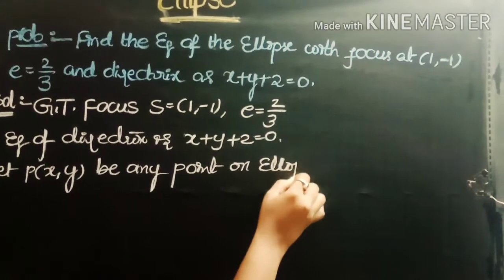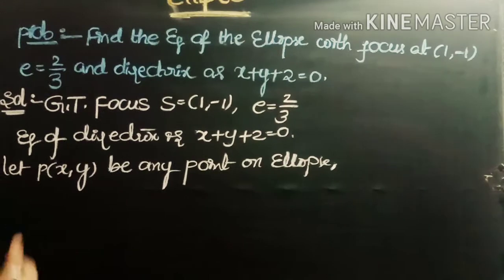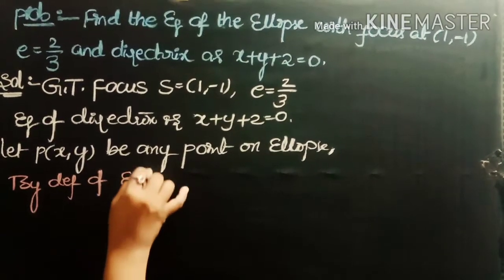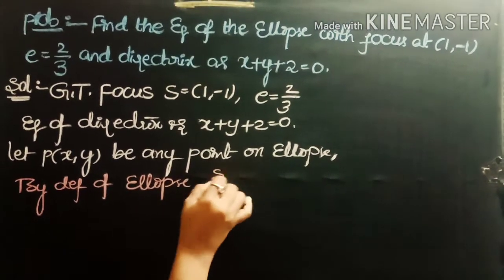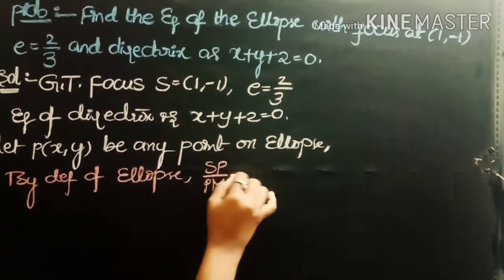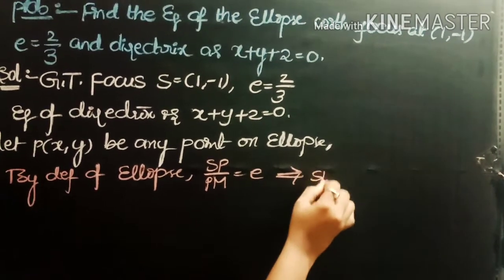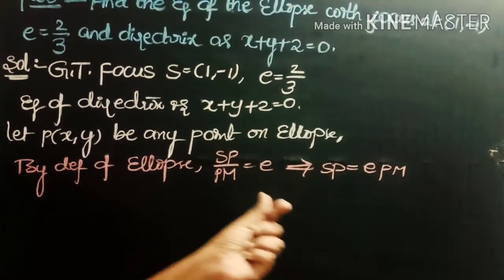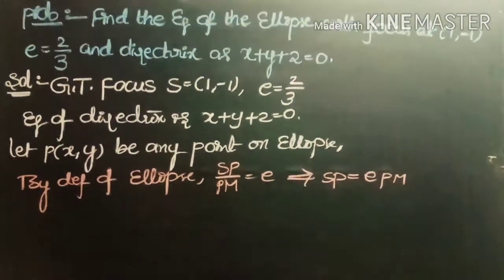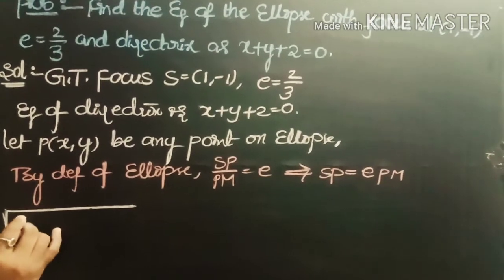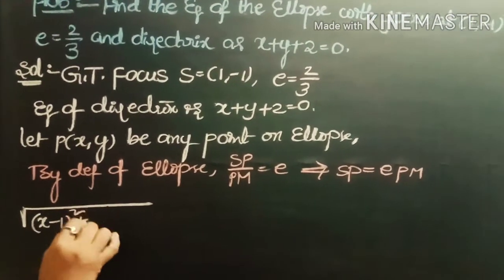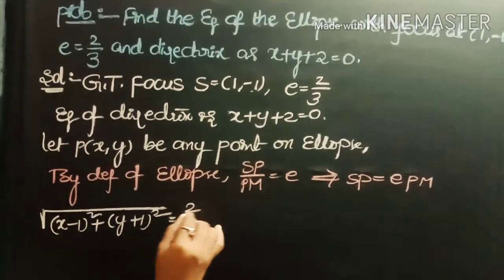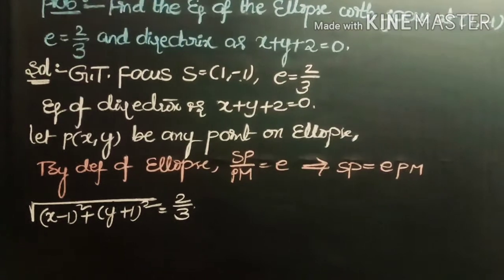Now we apply the definition. By the definition of the ellipse we have SP by PM is equal to e, which implies SP is equal to e times PM. Now we are replacing the values here. What is SP? SP is nothing but the distance between the points S and P, that is the square root of (x - 1) whole squared plus (y - (-1)), that is (y + 1) whole squared, is equal to the e value, 2/3, into the PM value.